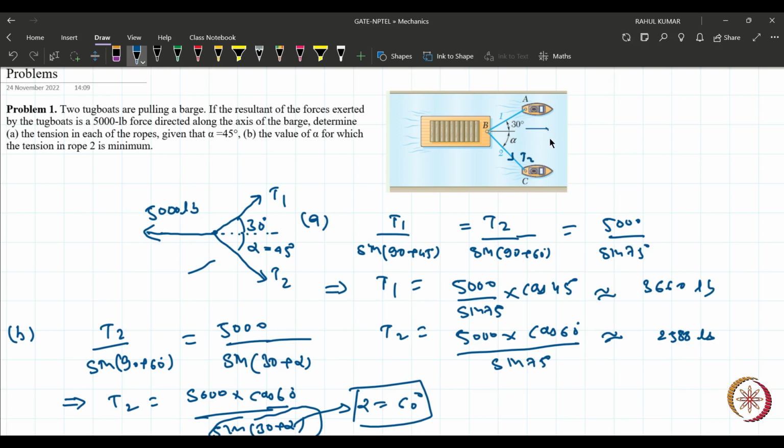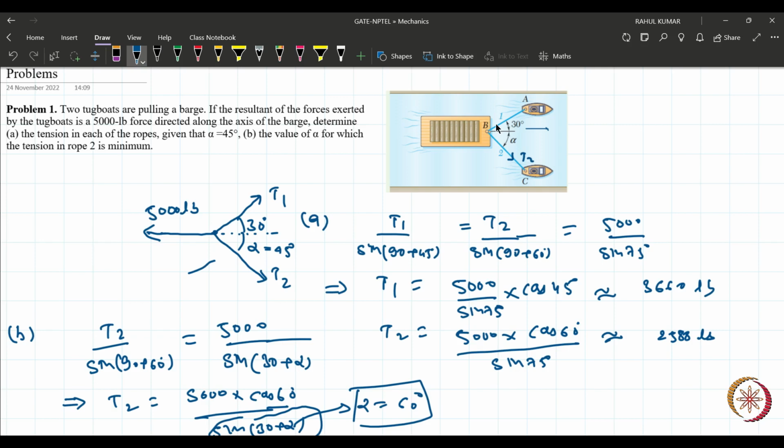Yes, sir. But I want to determine the tension in the rope. So what I used is this: I apply 5,000 in the opposite direction so that the system is in equilibrium. If you put 5,000 in the opposite direction, then definitely the system will be in equilibrium, right? Yes, sir. Then I apply Lami's theorem after that.